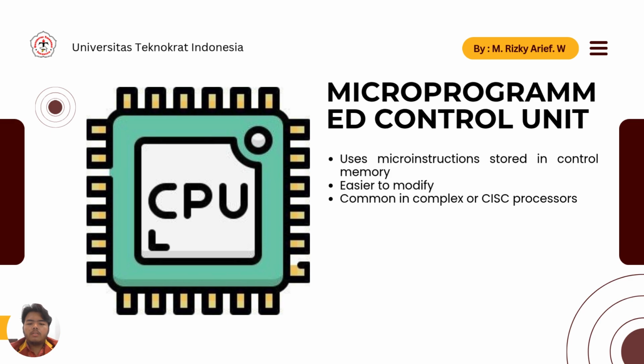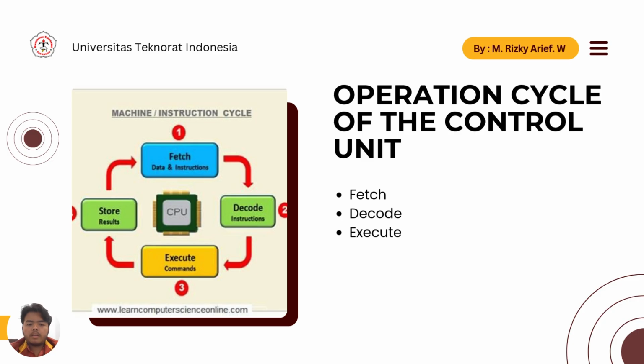Microprogram control unit. The microprogram control unit is more flexible. It uses microinstructions stored in special control memory to generate signals. This makes it slower than a hardwired control unit, but much easier to modify or update. It is usually found in more complex processors, such as those using CISC architecture.